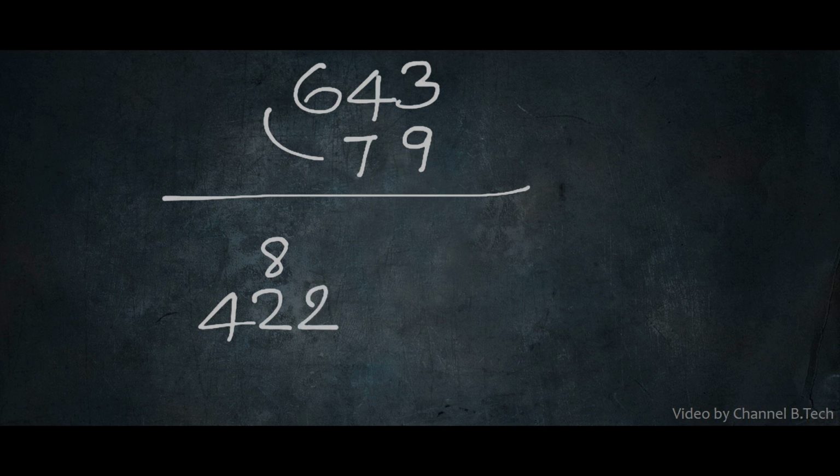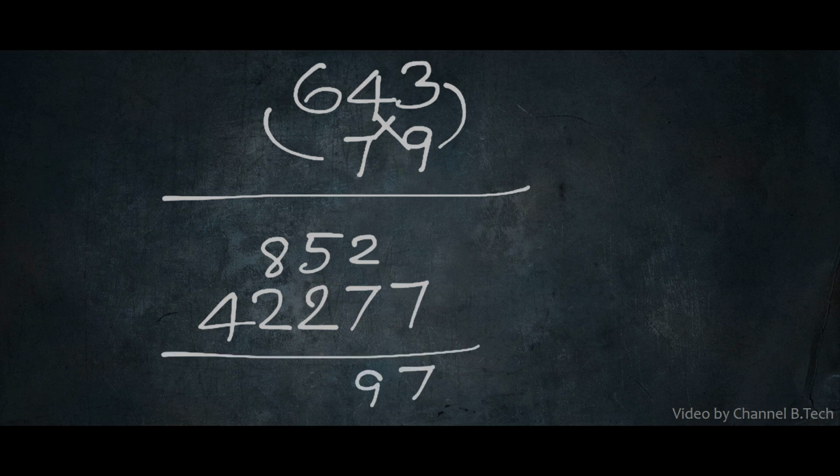Now I need to consider for 1 zero. So 4 into 9 and 7 into 3. 4 into 9 is 36, 7 into 3 is 21. 36 plus 21 is 57. I write 57 like this. Finally, I have to consider no zeros, that is 3 into 9, which is 27. I write 27 like this. So 7, 9, 7, 10, 5. 50797 is the product of 643 and 79.